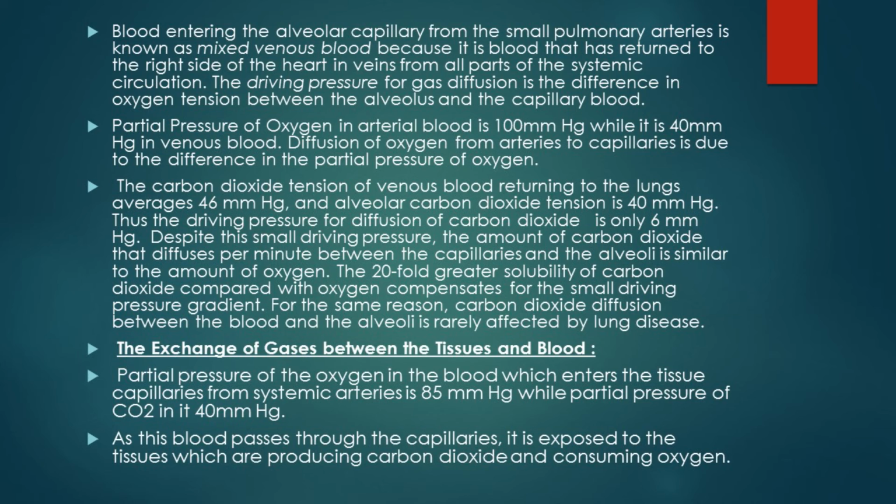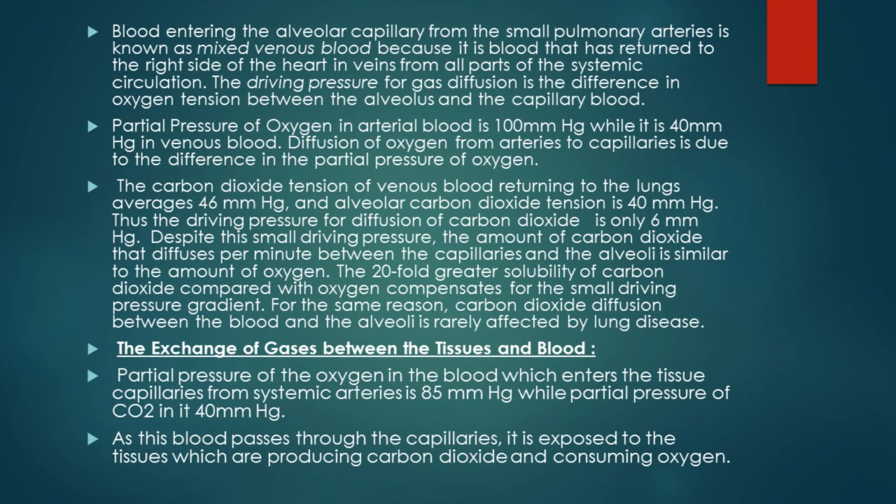Now let's talk about the exchange of gases between the tissues and the blood. When blood enters from the systemic circulation to the pulmonary arteries, its partial pressure of oxygen is 100 millimeters of mercury, and its hemoglobin is 75% saturated. It is the point that needs to be noted here. Then when the blood from these pulmonary arteries is supplied to capillaries and finally into the pulmonary veins, mixing of bronchial and pulmonary blood occurs.